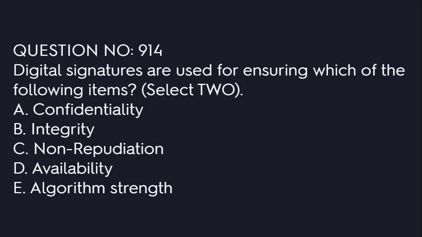Question number 914. Digital signatures are used for ensuring which of the following items? A. Confidentiality, B. Integrity, C. Non-repudiation, D. Availability, E. Algorithm strength. B, C.